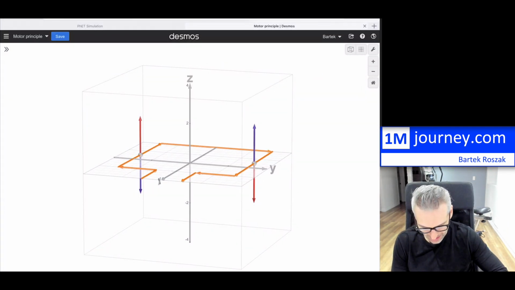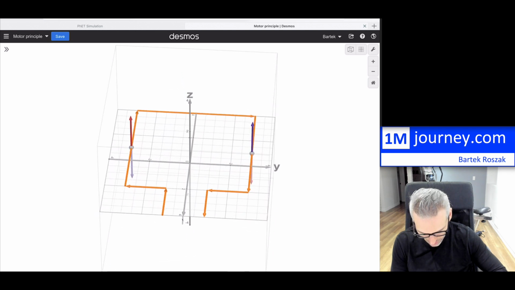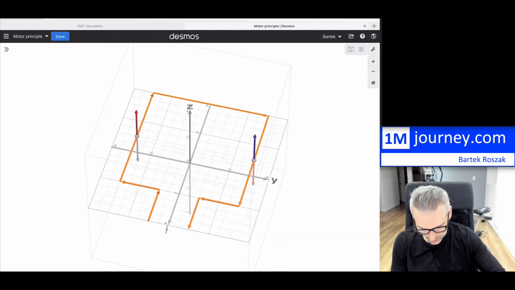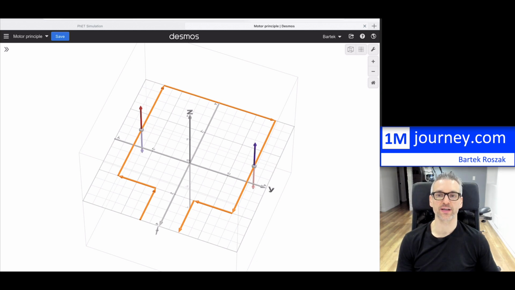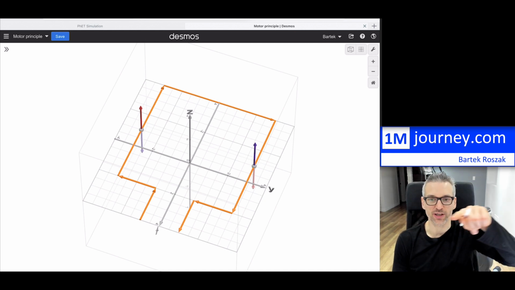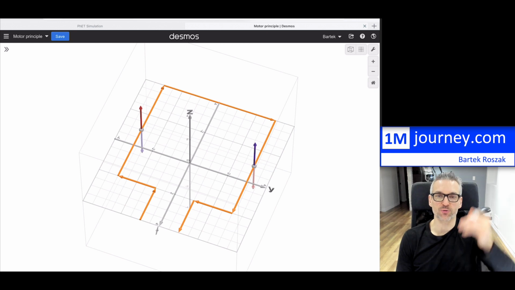So let me go back in here, as I can actually rotate through. You can see the little arrows that are pointing, and those are the arrows of the actual current. So the current is flowing in that direction in order to create the resistance against the change.